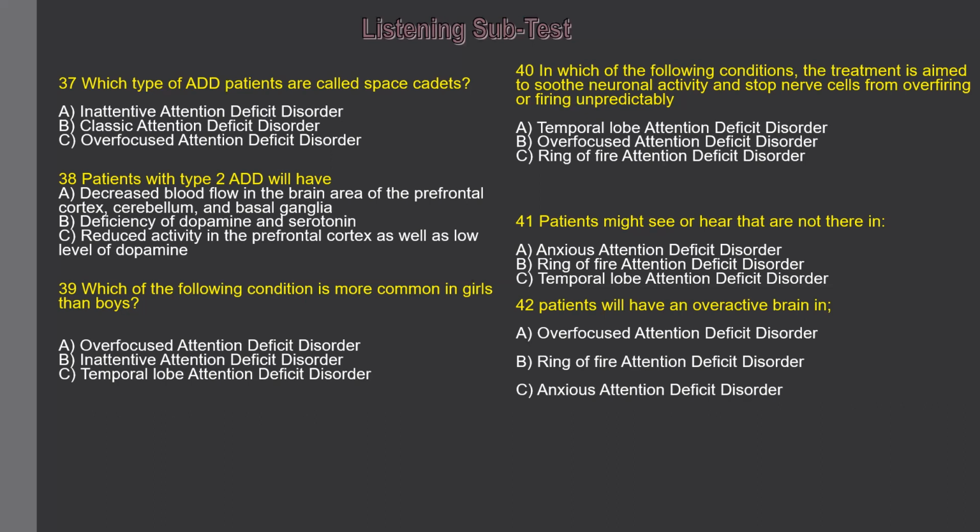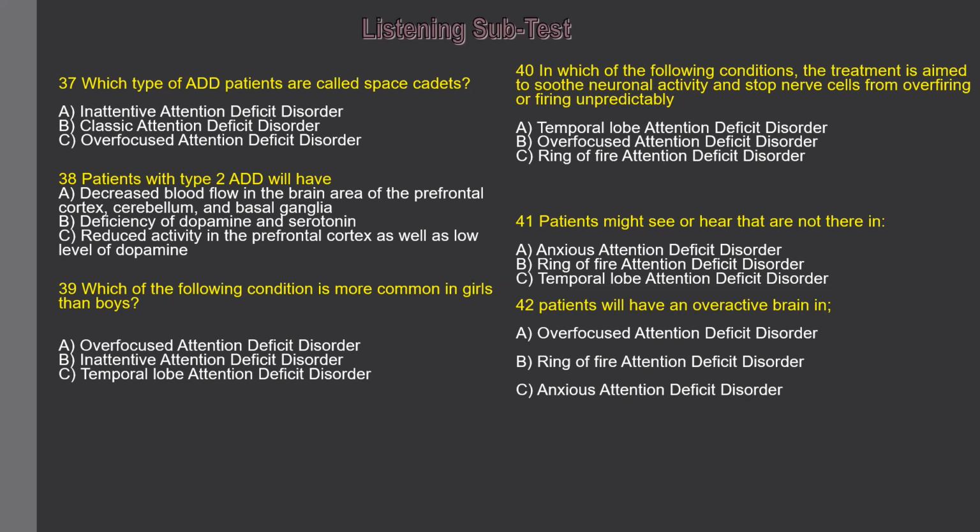Type 5. Limbic attention deficit disorder. People with limbic attention deficit disorder have excessive activity in the limbic section of the brain, which is where moods are controlled. They have reduced activity in the prefrontal cortex, both when relaxing and when focusing on a task.